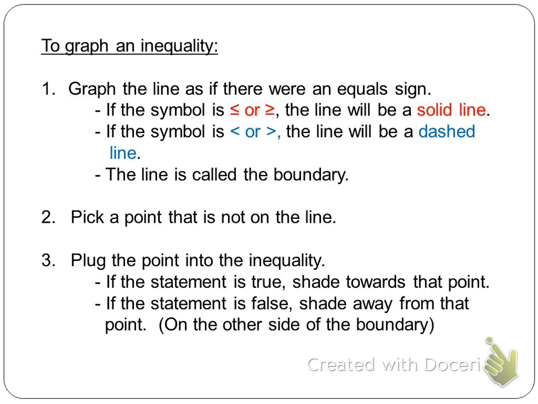Now, sort of like phase 2 to graphing these is you're going to pick a point that's not on the line. You're going to plug the point into the inequality. If the inequality that you end up with is true, you're going to shade in that region. If it's not true, you're going to shade the other side of the graph. So it sounds kind of tricky, but it's not too bad.